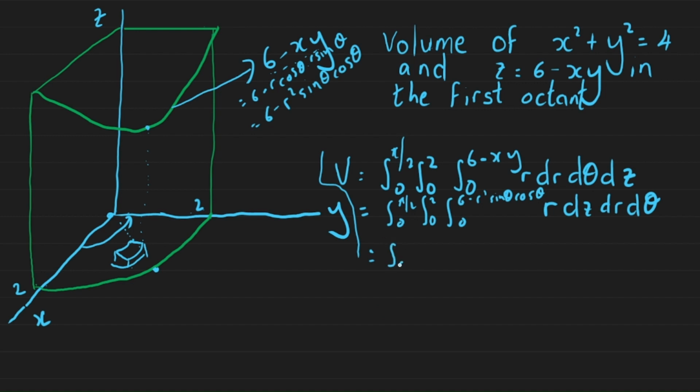So if we do that, we just get from 0 to pi over 2, 0 to 2, and then r multiplied by z, and z is 6 minus r squared sine theta cos theta. So we can just multiply it out now while we're at it. So we get 6r minus r cubed, basically that r multiplied by this upper boundary, sine theta cos theta. And then dr d theta.